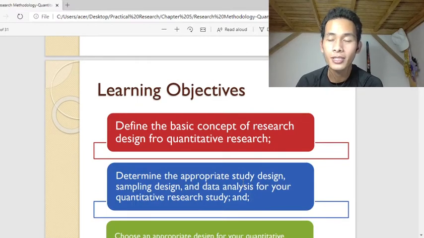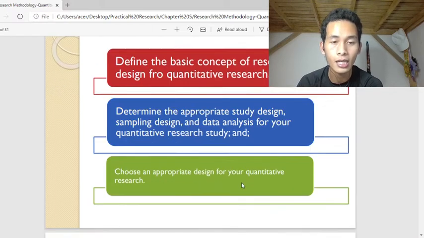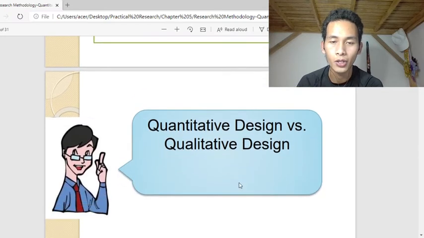Learning objectives. At the end of this lecture, you are expected to learn the following: to define the basic concept of research design for quantitative research, determine the appropriate study design, sampling design, and data analysis for your quantitative research study, and choose an appropriate design for your quantitative research.